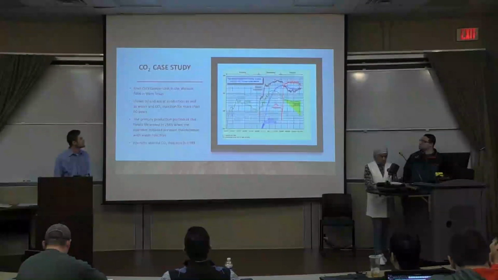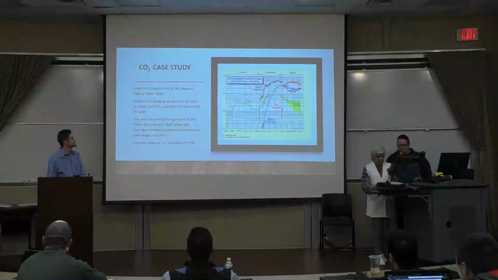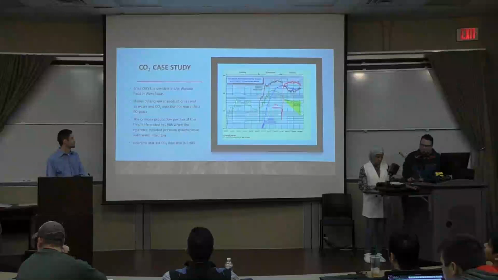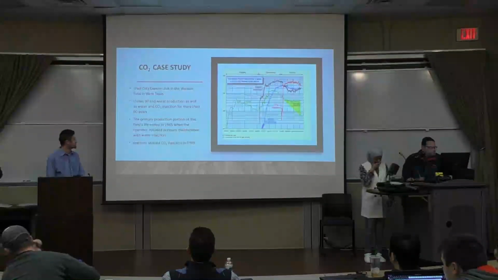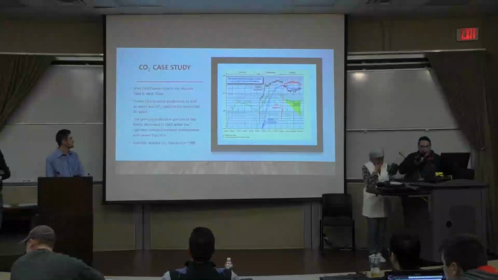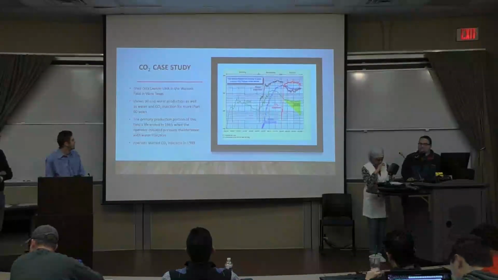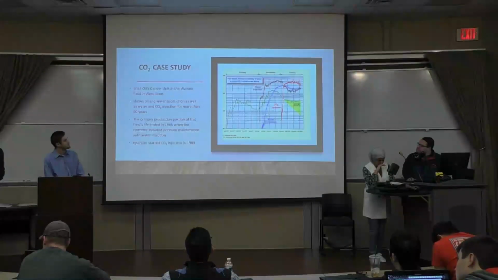This is the case study that I did research on. It's Shell Oil's Denver Unit in the Wasson Field in West Texas. This shows oil and water production as well as water and CO2 injection for more than 60 years. As you can see, the primary production portion of this field's life ended in 1965, when the operator initiated pressure maintenance with water injection. And you can see that tertiary recovery started in 1983 when they injected CO2.